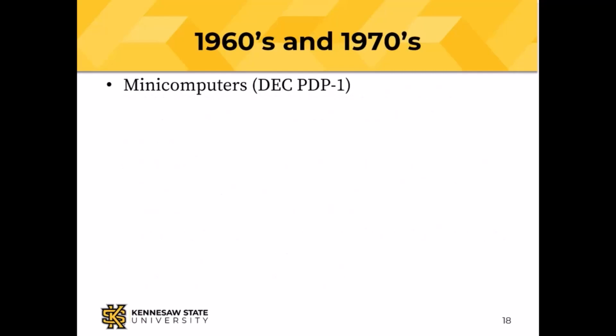Digital Equipment Corporation, now defunct, invented the PDP, Programmable Digital Processor #1. That was the first minicomputer. Industrial robotics, things that assembled automobiles and did welding.